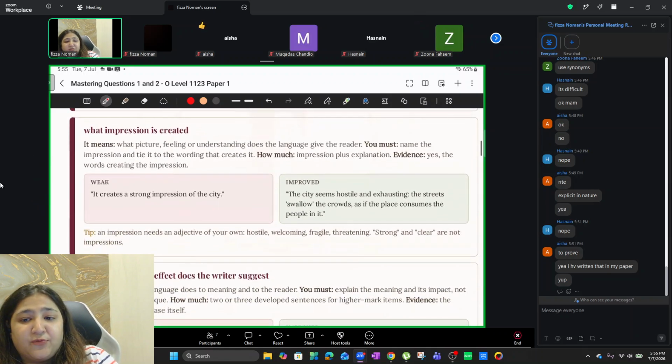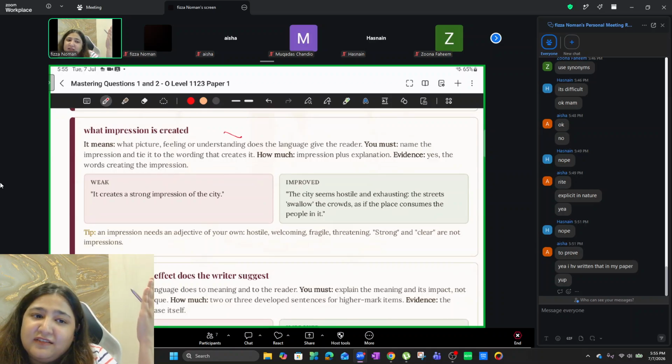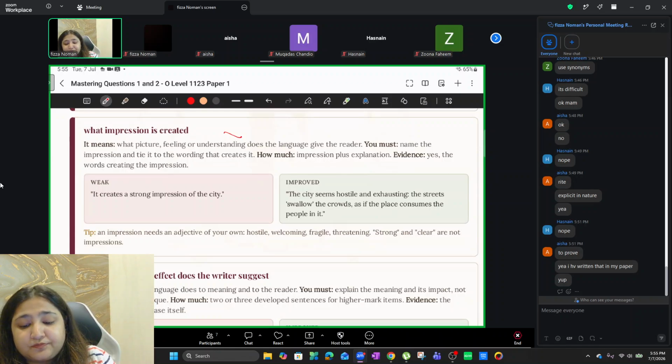What impression is created? Very important now. What picture, feeling or understanding does the language give the reader? This is basically, you guessed it right, question 2. You must name the impression and tie it to the wording that creates it. How much impression plus explanation is generally important? Evidence, yes. The wording creating the impression is what's needed.